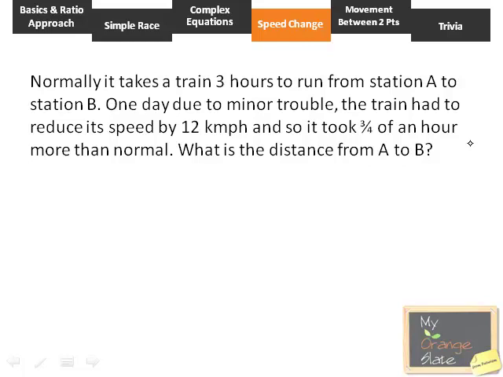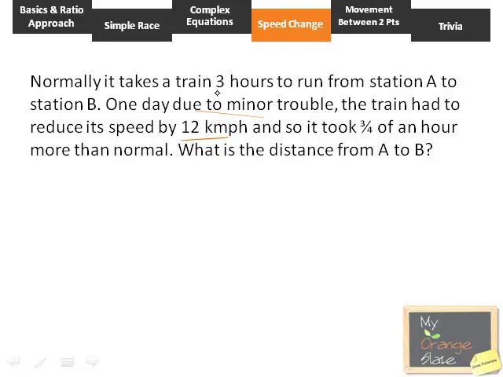We'll see questions on speed change, where an object changes its speed after covering certain distance of the journey. Say normally it takes a train 3 hours to run from station A to station B. One day, due to minor trouble, the train had to reduce its speed by 12 km per hour, and so it took 3/4 of an hour more than normal. What is the distance A to B?